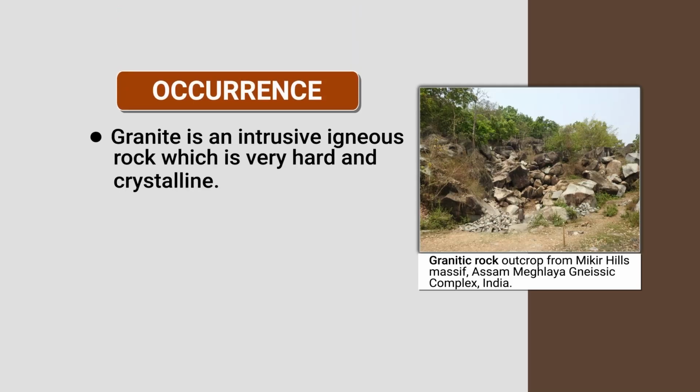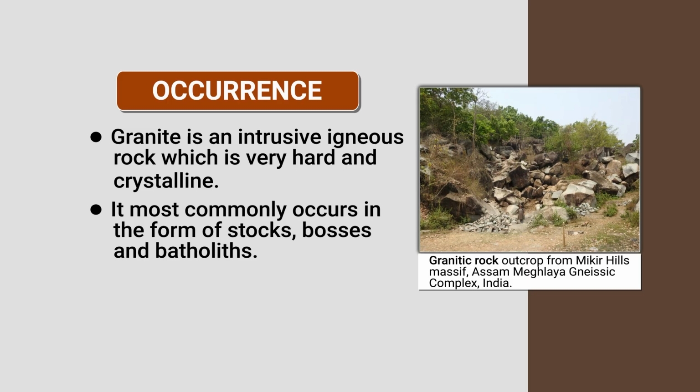Granite is an intrusive igneous rock which is very hard and crystalline, that is why it finds use as building stone. It most commonly occurs in the form of stocks, bosses and batholiths. Here on the side you can see boulders of granite falling off from a granitic plutonic body. This outcrop is from the Mikir Hills Massif belonging to the Assam Meghalaya Gneissic complex of northeastern India. Usually when we do field sampling, we do not pick up our samples from the boulders, rather we go for in situ outcrops for sample collection.